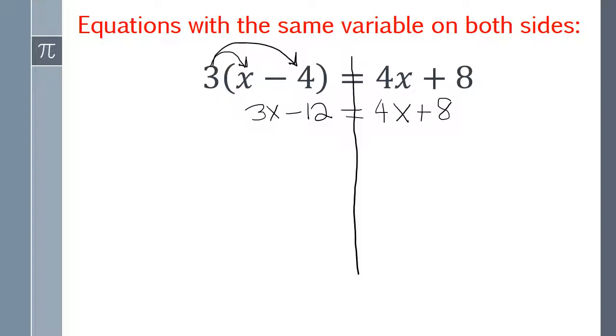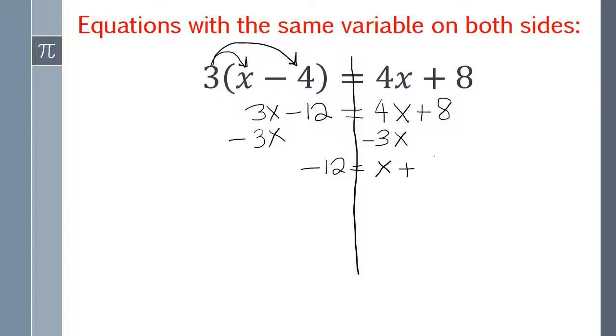because I'm moving that term to the other side of my line. So the opposite of addition is subtraction. So I'm going to subtract 3x from both sides, which makes me end with negative 12 equals 4x minus 3x is x plus 8.